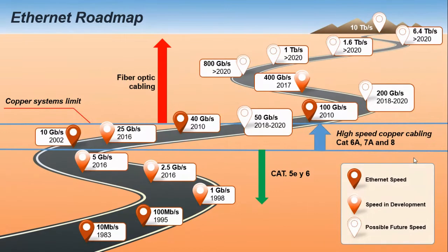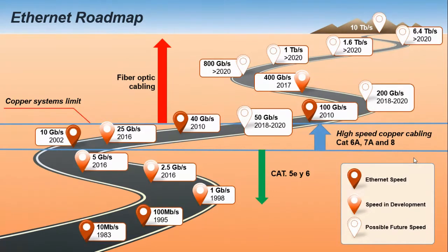You can also see that there was a considerable jump between 1998 and 2002. Standards went from 1 to 10 gigabits per second, and the 10 gigabits per second standard was a result of a demand for higher speed in small enterprise data centers.